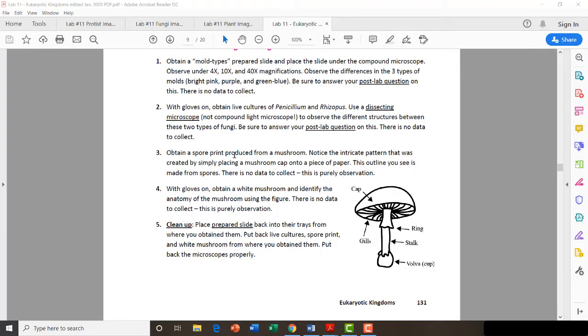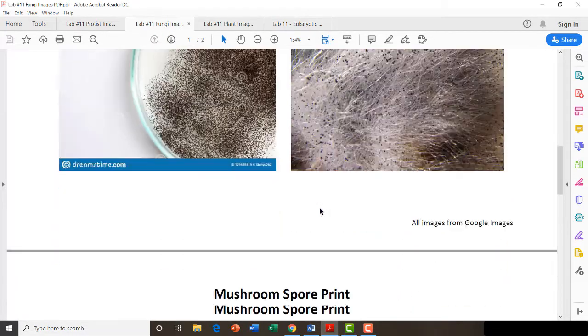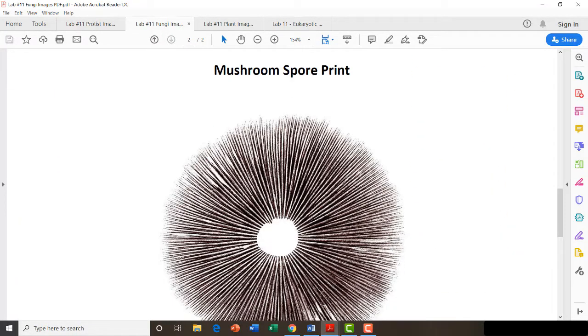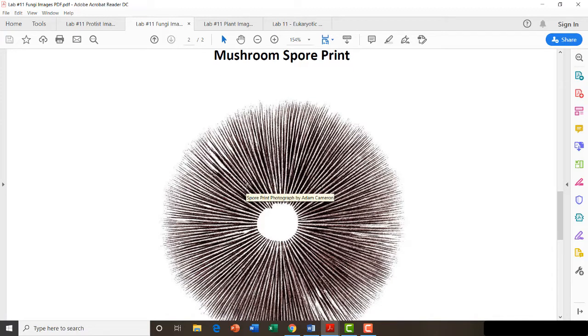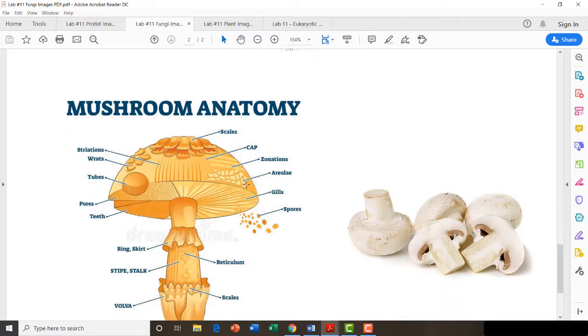Next in your protocol would just be to observe a spore print that was made from the mushroom cap, putting it on a piece of paper. And you can see the spore outline, so I will show you that. And the last part is just to go over a little bit of the anatomy of a white mushroom. So here, if I go to the fungus, so this is a spore print. So you would see all the spores that went onto the paper if you pushed the cap of the mushroom onto the paper. And here's the anatomy of a mushroom.